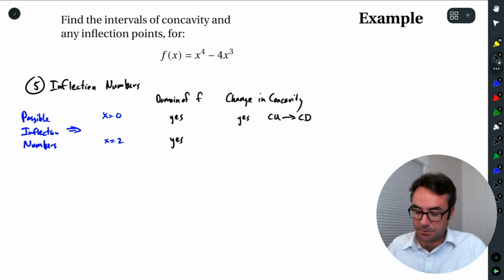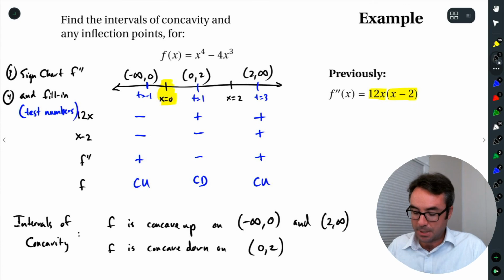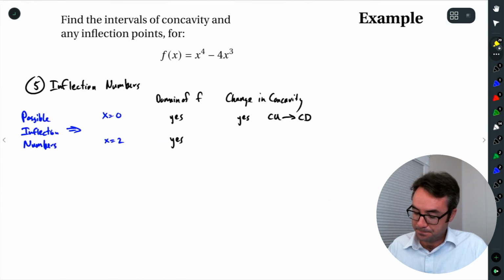What about x equals 2? Let's see if we have a change in concavity there. So we go back to our sign chart. And where is x equals 2? Here is x equals 2 on our sign chart. And what we're seeing is that on the left side, we're concave down. And then on the right side, we're concave up. So yeah, there is a sign change here. We're going from concave down on one side to concave up on the other side. So there actually is another concavity change at x equals 2.